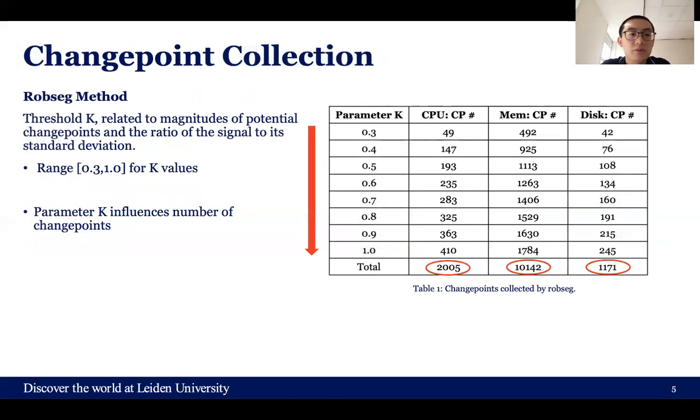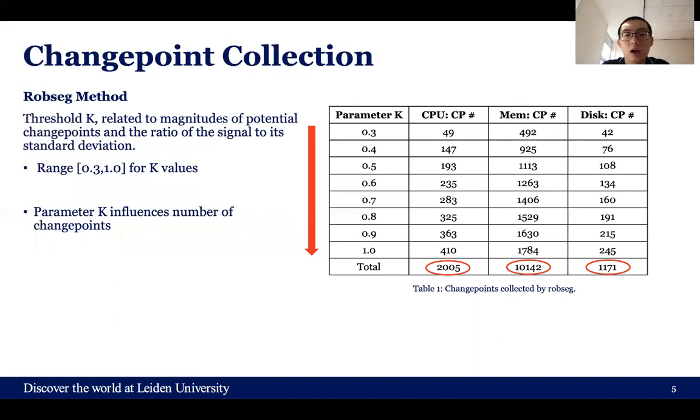So let's come to change point collection. At first, we use the RobSeg method. It involves a parameter called threshold K, which is related to the magnitudes of potential change points and the ratio of the signal to its standard deviation. In short, it controls how sensitive the detection is.